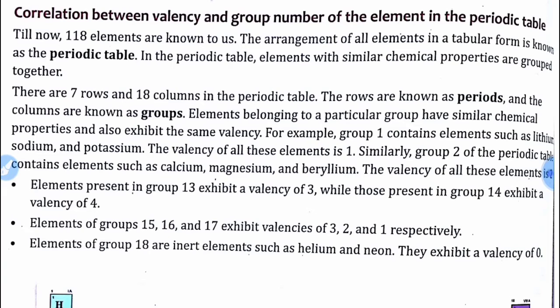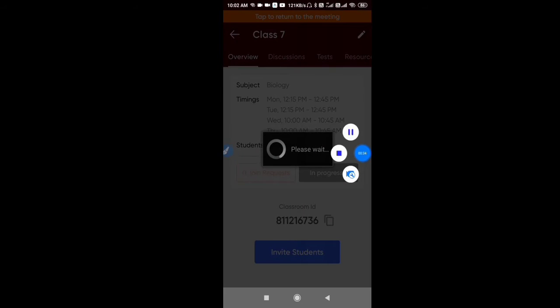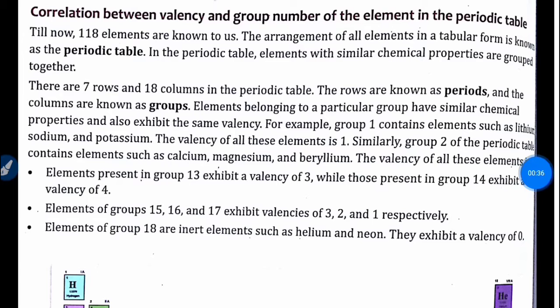Today, we will discuss the correlation between valency and the group number of an element in the periodic table. After this topic, you will get an exposure to the periodic table, which is coming in your higher classes, where you will read about it in detail. So here you have to get a brief idea.